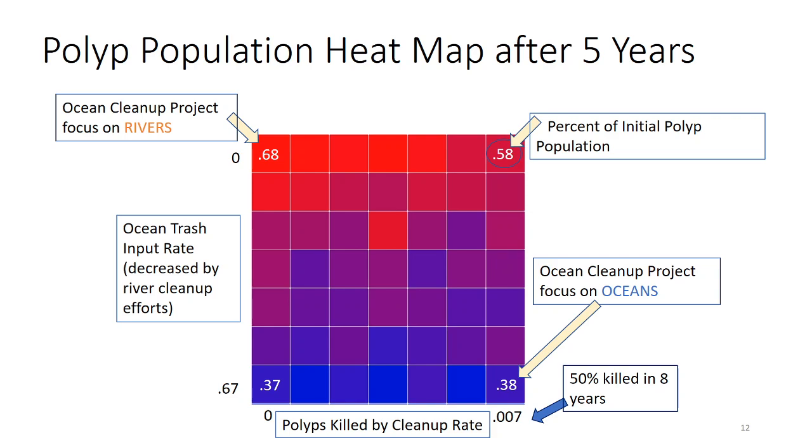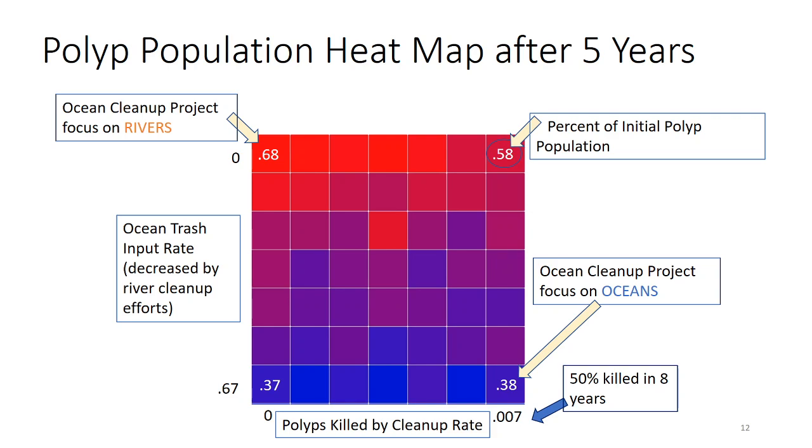Again, this is the percent of the initial polyp population that we would have after 5 years. So in this case, red is better, because if you want to keep the Velella, red is better and blue is worse. So in the top, we have 68% or 58% of the initial population, and on the bottom, we have 37 or 38% of the population.